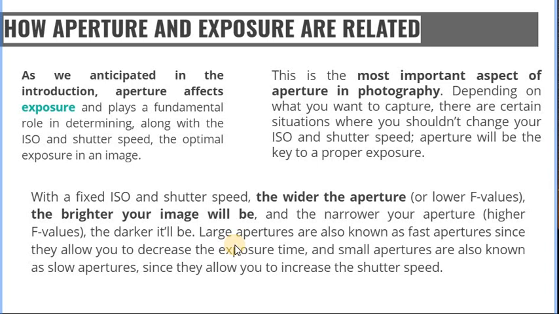So, doon pumapasok yung exposure triangle. Naiintindihan nyo po ba? Wherein, tingnan nyo, kapag nakafix na ang ISO at nakafix ang shutter speed, at ang ina-adjust mo lang is the aperture, doon kayo nagkakaroon ng problema. Tignan nyo ha. The wider the aperture, the brighter your image will be. But, the narrower your aperture, the darker it will be. So, anong gagawin mo? Kailangan mong mag-adjust.